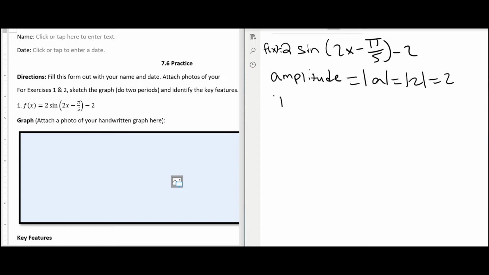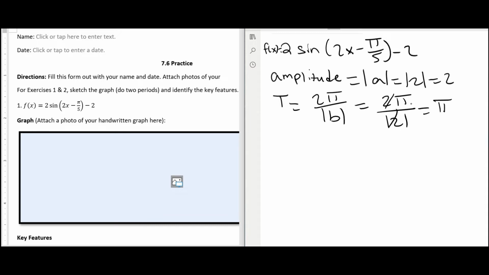The period, which is given by capital T, remember, it uses that B term right there, right? So it's 2 pi divided by the B term. And the B term is 2, so it's 2 pi over the absolute value of 2. And then the 2's cancel, so you just have pi. All right, so the period is pi here.